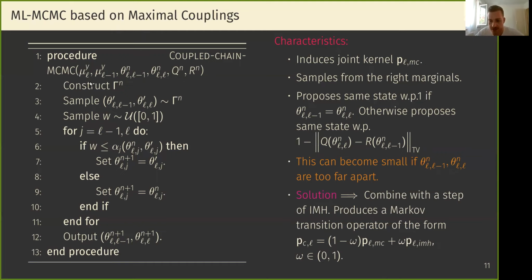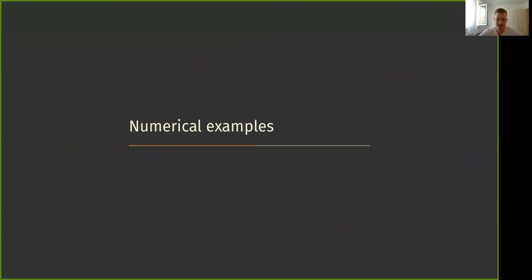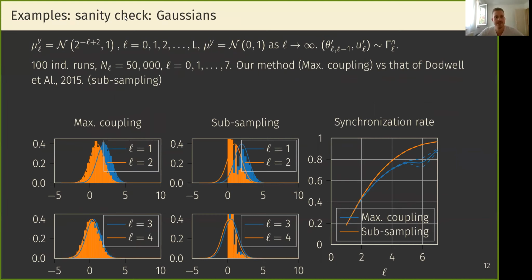And I investigate how this works a bit more numerically. So talking about numerical examples, just as a sanity check, if we go back to the case with the moving Gaussians and we implement the maximal coupling method compared with the subsampling algorithm, we get that the maximal coupling is able to target the right marginals, which shouldn't be a surprise, because at the end of the day, it's just like if you were doing two uncorrelated random walk Metropolis. And if we look at the synchronization rate, the proportion of time that the chains are at the same state, we can see that as you go deeper on the levels, for both methods, the chains become more and more correlated, not autocorrelated, but correlated with respect to each other.